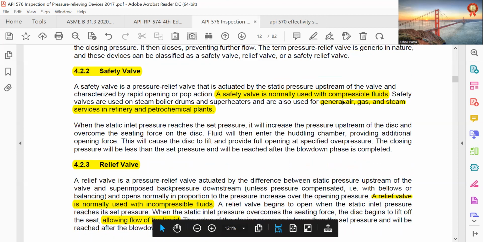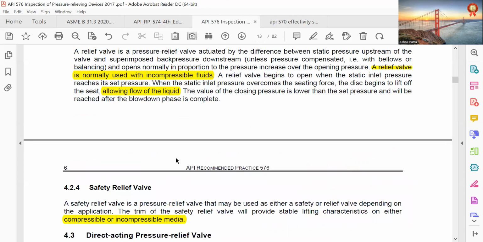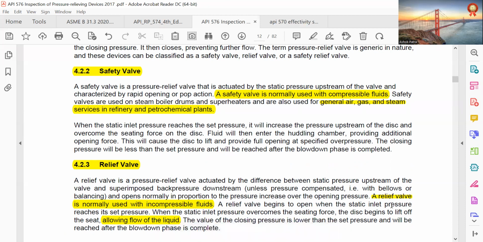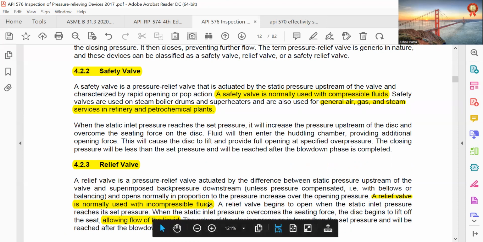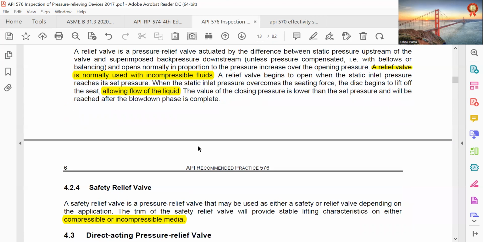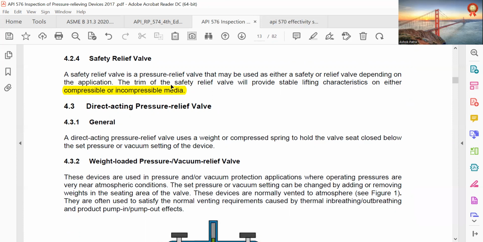Safety valve: a safety valve is normally used with compressible fluids, air, gas, steam service, in refinery and petrochemical plants. Relief valve: a relief valve is normally used with incompressible fluids, allowing flow of the liquid. A safety relief valve is a pressure relief valve that may be used as either a safety valve or a relief valve depending on the application. The trim of a safety relief valve will provide suitable lifting characteristics on either compressible or incompressible media.